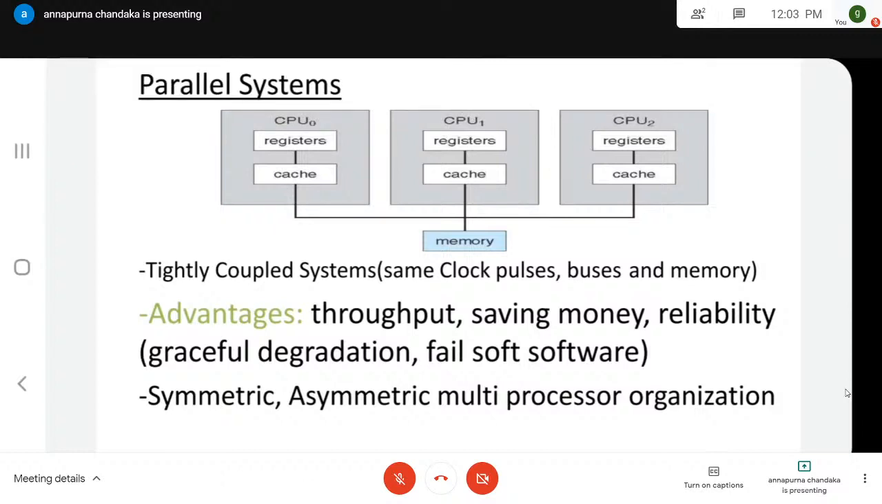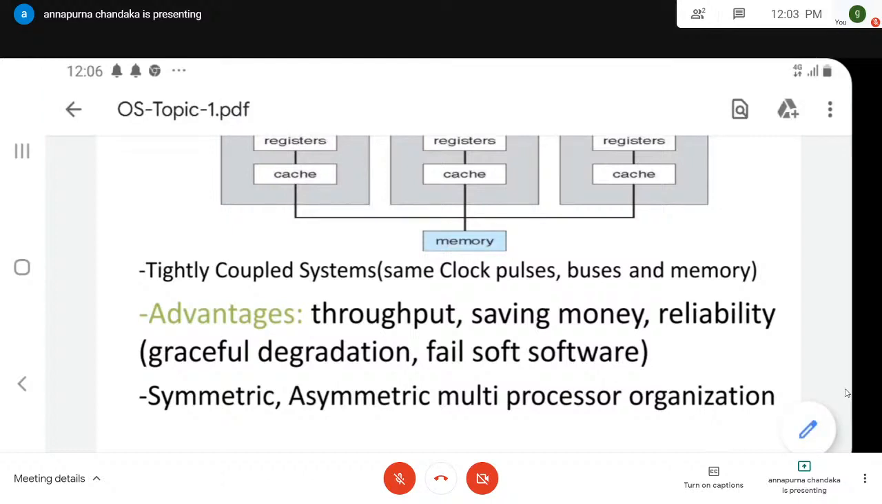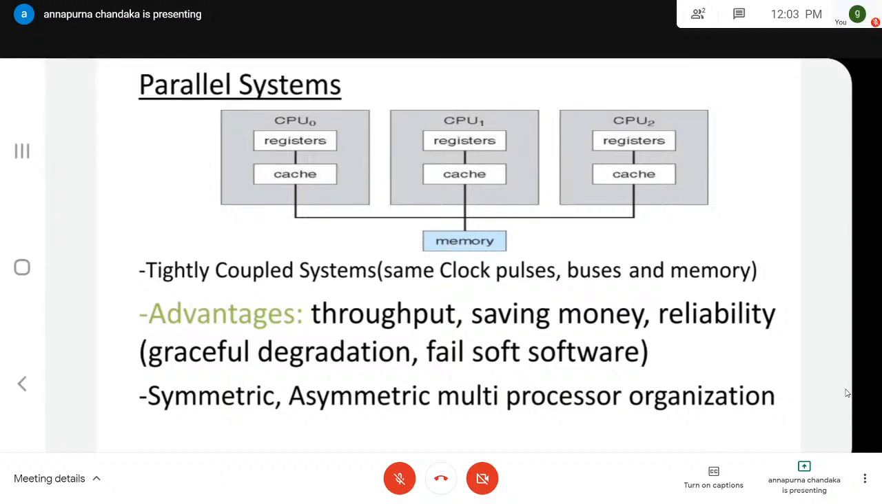That implies it improves throughput. The first advantage is that it improves throughput, meaning more jobs are completed in a given amount of time. Throughput is simply defined as the number of jobs completed in a given unit of time. That is the first advantage of parallel systems. Why is it named tightly coupled? They are sharing the same clock pulses, same buses, memory. To manage all this, we require a special kind of software. That's why it is named tightly coupled.